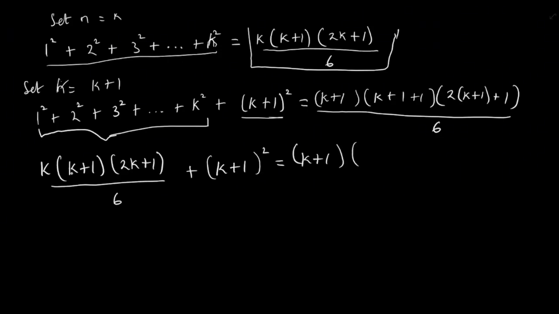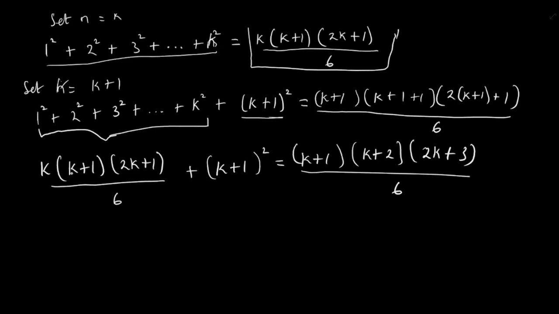K plus 1 plus 1 is k plus 2. Then we have 2 multiplied by k, we have 2k. 2 multiplied by 1, we have 2. Then plus 1, we have 3. So this gives 2k plus 3 over 6. So what we need to do now is that we need to prove that the left hand side is equal to the right hand side.